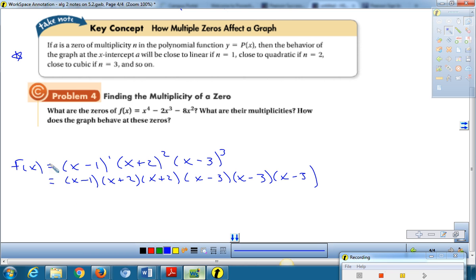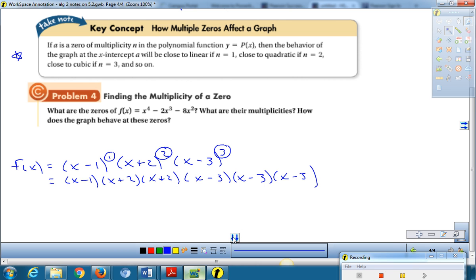Okay, so what is the degree of this polynomial? Oh, that one? It is 2. Okay? All right. Now, we can figure out some more things about what this function looks like by looking at the powers on its factors.